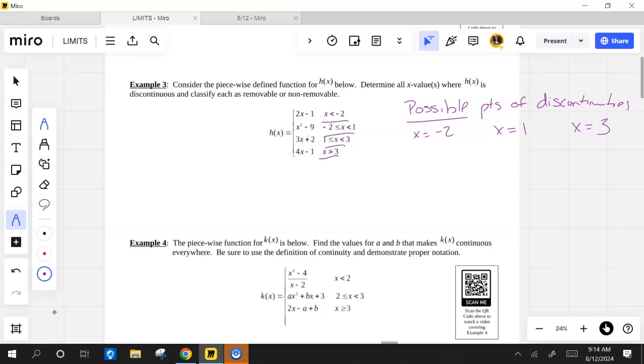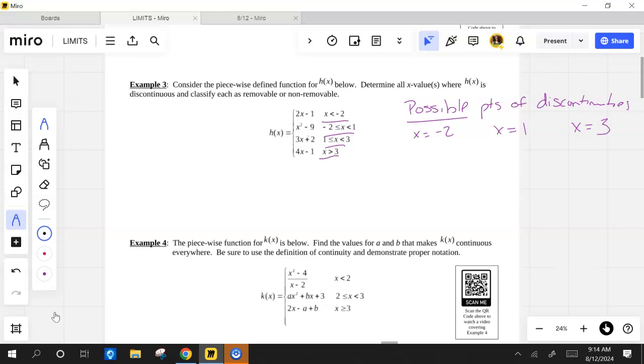Okay, so we're checking these points. We're plugging each one of them in because I want to know: is it the same point on each graph, or is it jumping up to something else, or is there a hole created somewhere?